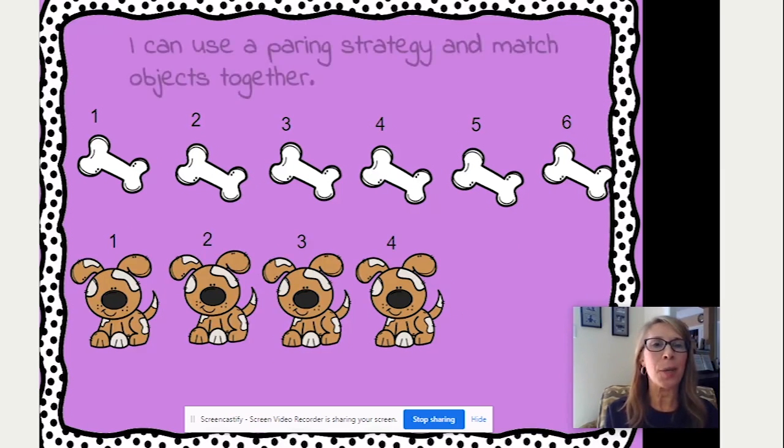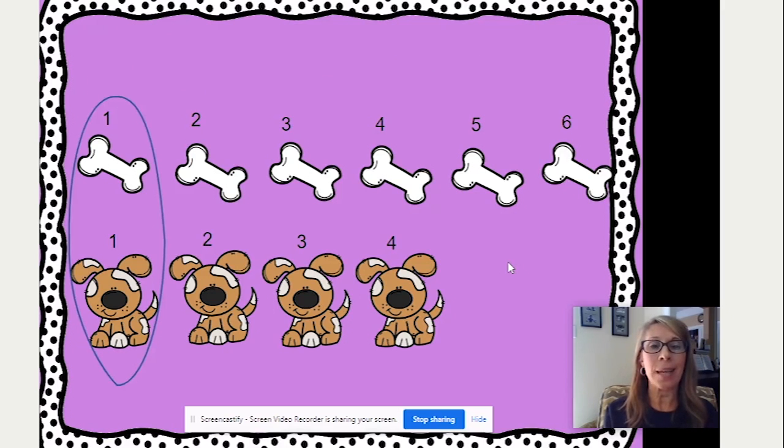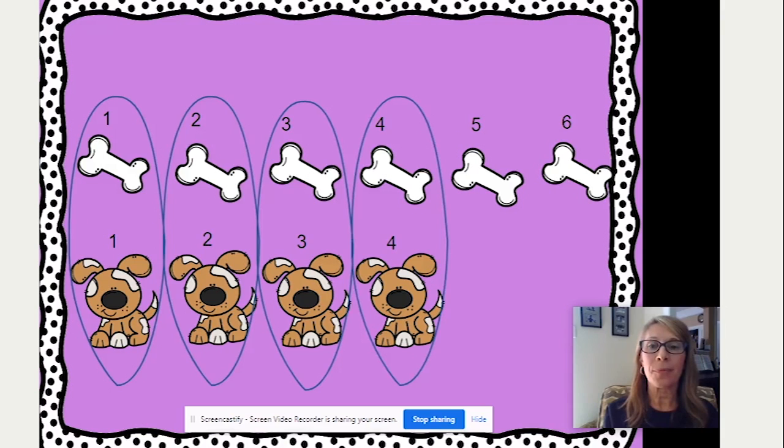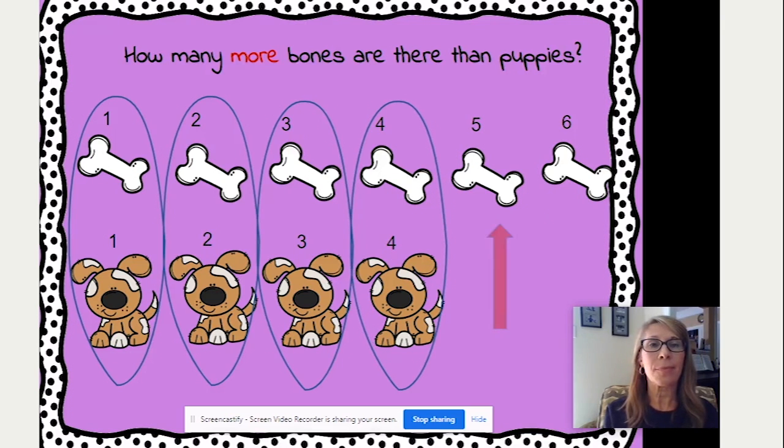I have another strategy to help you. I can use a pairing strategy and match objects together. Let's match the first bone with the first puppy, the second bone with the second puppy, the third bone with the third puppy, and the fourth bone with the fourth puppy. And I've run out of puppies to make any more pairs. So I can tell that I have 2 more bones left over, don't I, that don't have a match. How many more bones are there than puppies? You're right, there are 2 more bones than puppies.